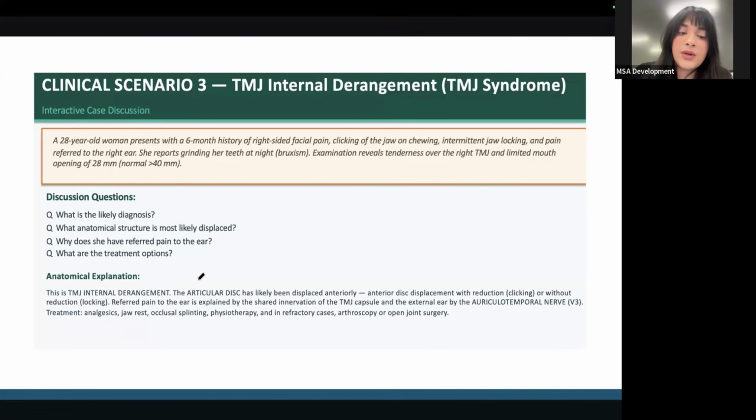This is TMJ internal derangement. The articular disc has likely been displaced anteriorly. And this is causing pain in the ear because of the auriculotemporal nerve. Okay.